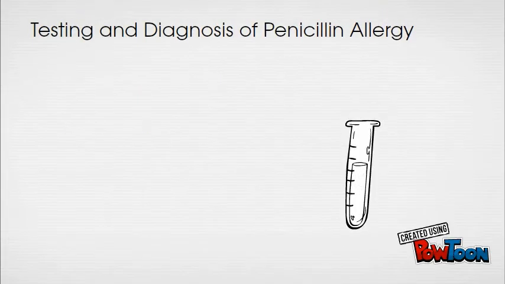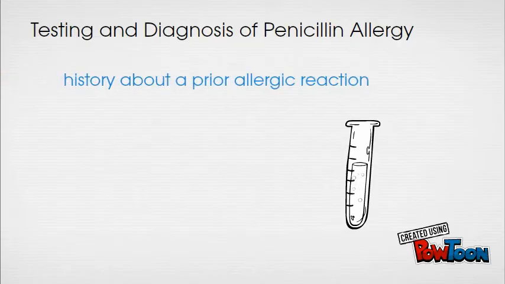An important step before the administration of penicillin is testing and diagnosis of penicillin allergy. It includes the history of the patient about a prior allergic reaction to penicillin. Skin test: in this, a weakened form of the drug is injected, and if there is an allergic reaction, it will cause a red, itchy, raised bump.